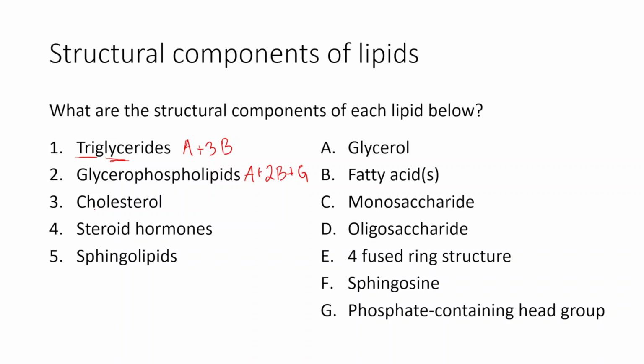All right, how about number 3? What's cholesterol made from? Yeah, E. So cholesterol is essentially a fused ring structure made from 4 rings that are fused together. That is the steroid backbone, as we call it. So it makes cholesterol and also makes something else in this list.